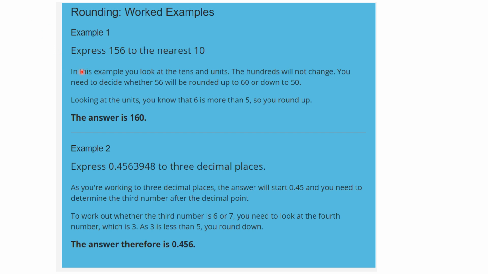So here are some examples. Express 156 to the nearest 10. Your answer should be 160. Express this to 3 decimal places. So 3 decimal places would be 1, 2, 3. So I look here, I get a 3, and that means it is going to be 0.456.